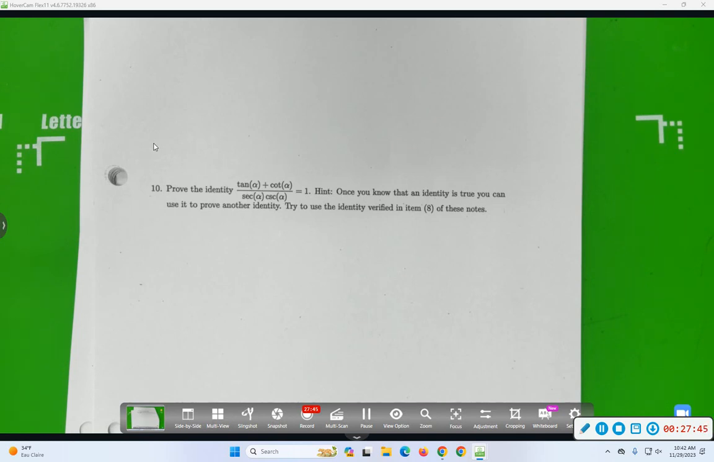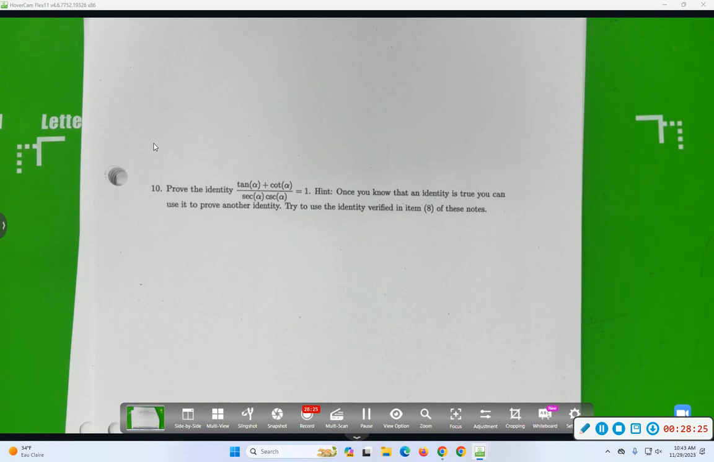There's an identity that I would like to prove: tangent plus cotangent divided by secant times cosecant. So with that, I'm going to leave that up. Look back at item 8, which we just finished proving. Item 8 tells us that two things are equal. Do one of those two things just show up verbatim in this problem? It does, right? The numerator of this fraction is exactly one of the two sides of item 8.